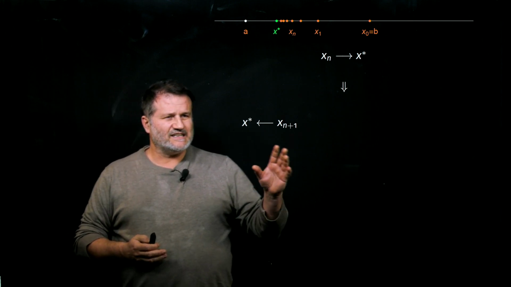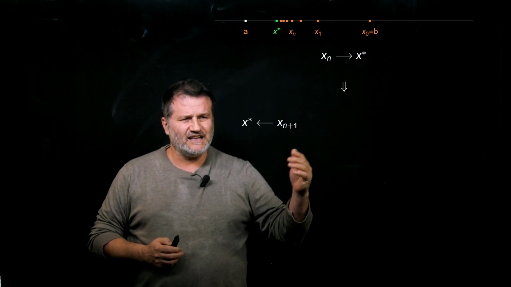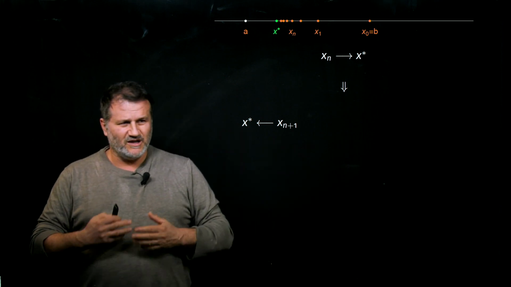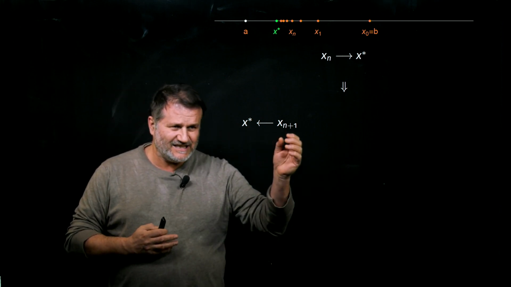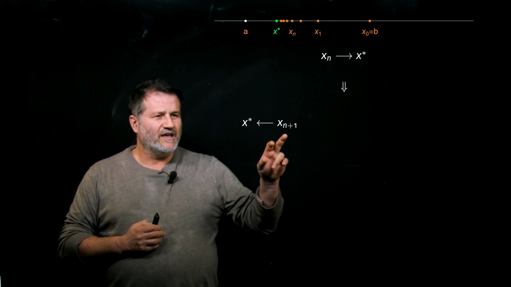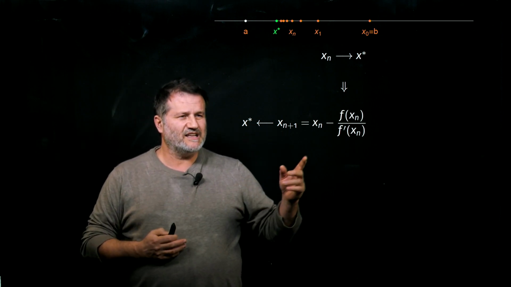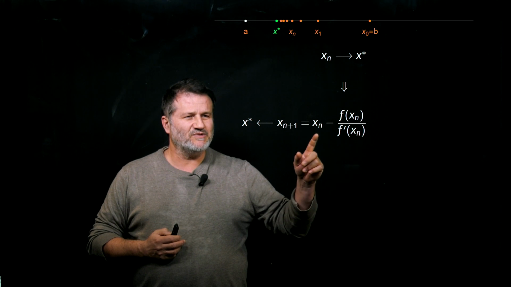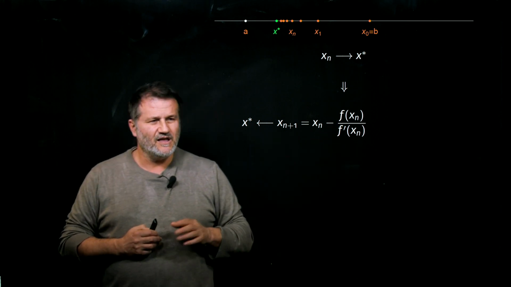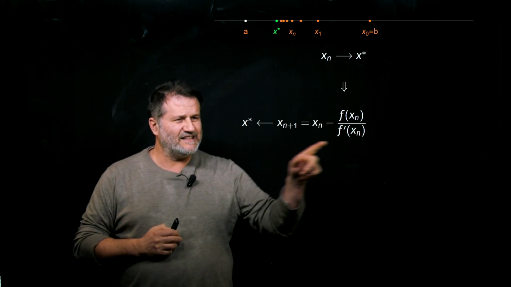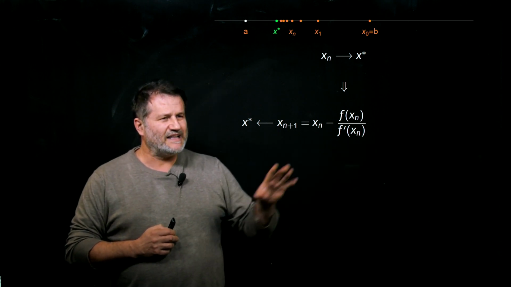Indeed, we take x_{n+1}. Since x_n goes to x*, also x_{n+1} will go to x*. Now, x_{n+1}, because of the equation that defines the points x_n, is equal to x_n minus this ratio. What happens here if we send n to infinity in this right-hand side?